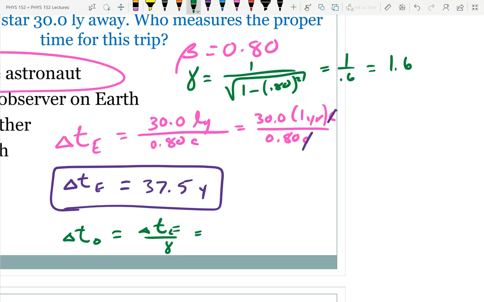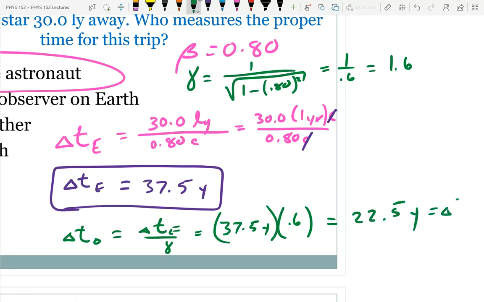Or since I have 1 over gamma here, it's going to be 37.5 years times exactly 0.6. And so what's that, 37.5 years times 0.6? 22.5.